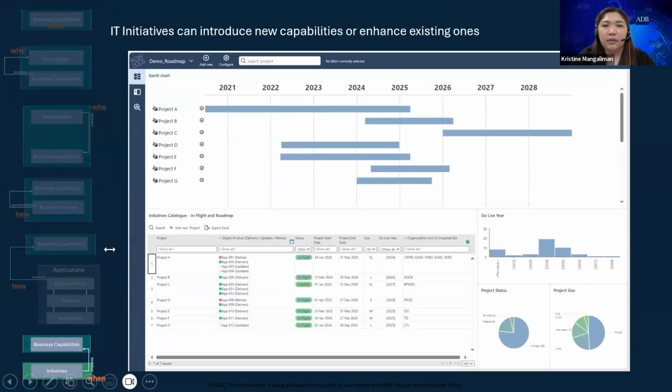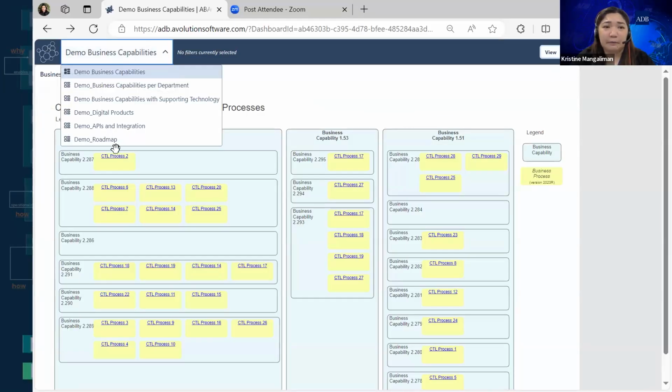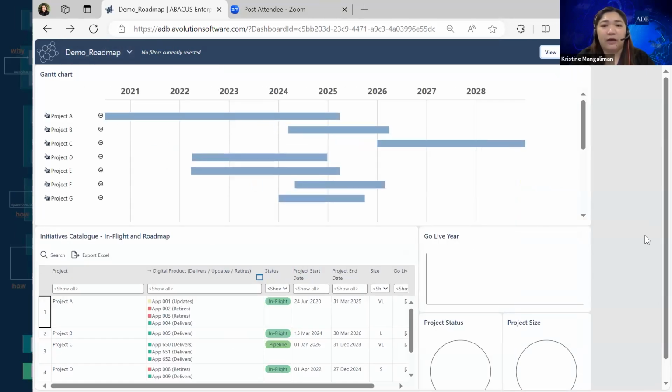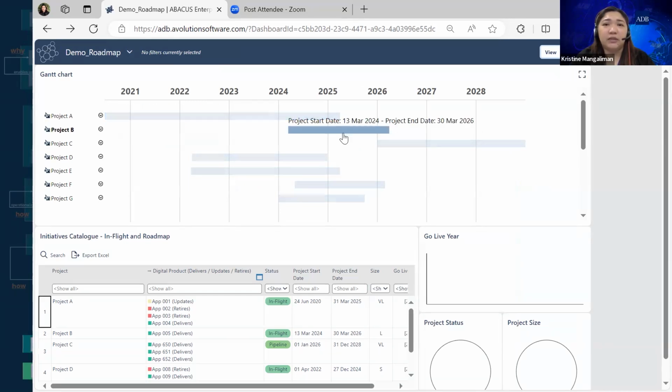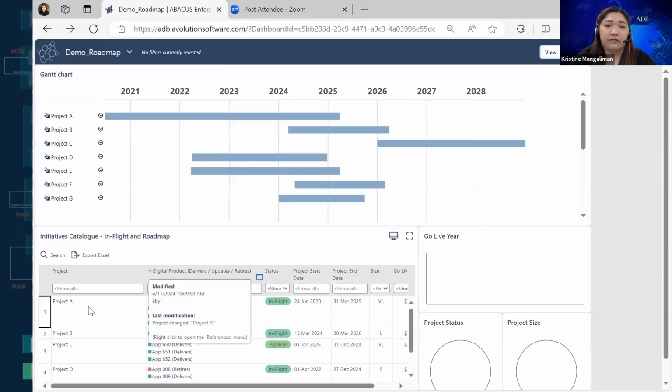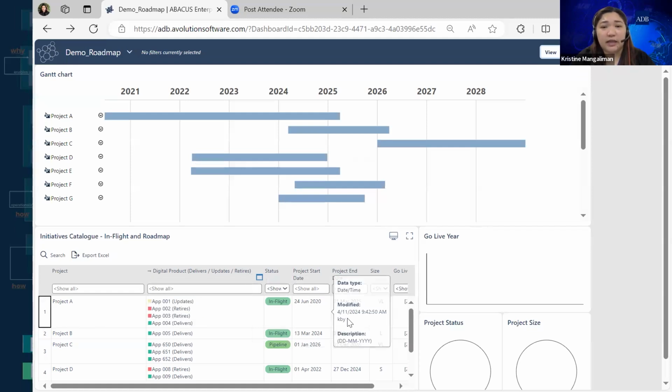And then the next one is just a sample of the road mapping dashboard that we have. This is where the different projects are represented in Gantt chart format, so we know what's happening, even for the next 3 years. By using this Gantt chart, we can also identify which digital product is impacted by a specific project, what's the start and end date, etc.